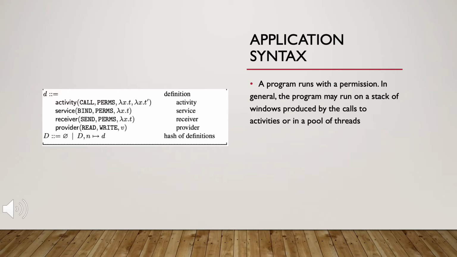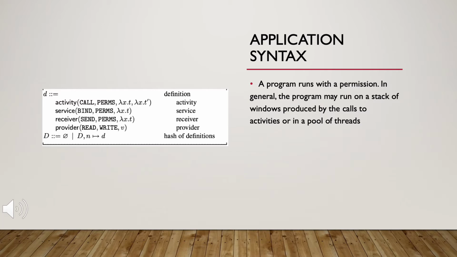To the left-hand side, we have a diagram, which is all about the application syntax. We have the definition, we have the activity, which has parameters, calls, and permissions. Along with that, we have service, receiver, provider, and a hash of definitions. Now, the program syntax and the application syntax do differ.